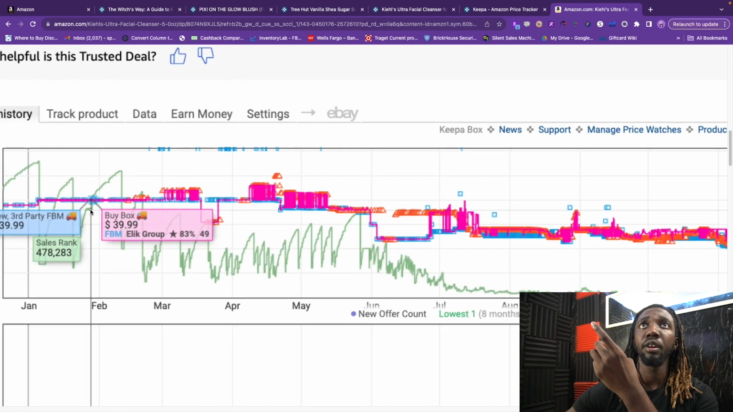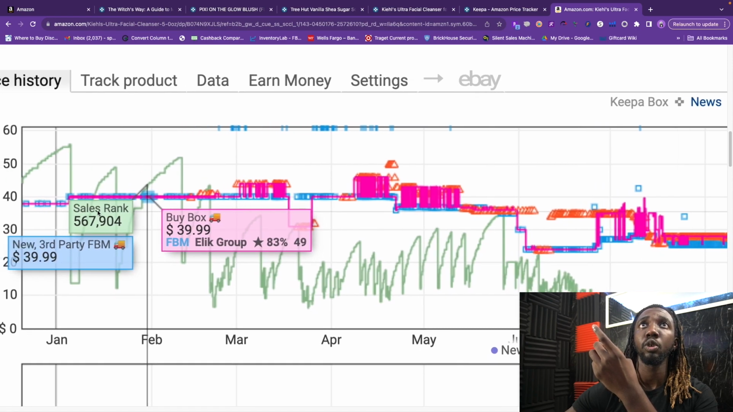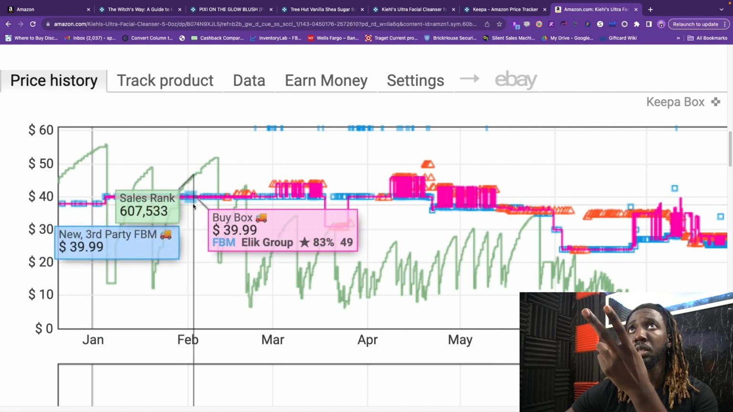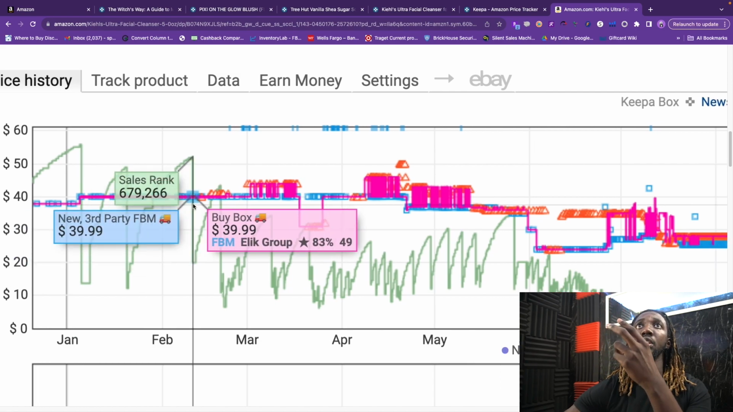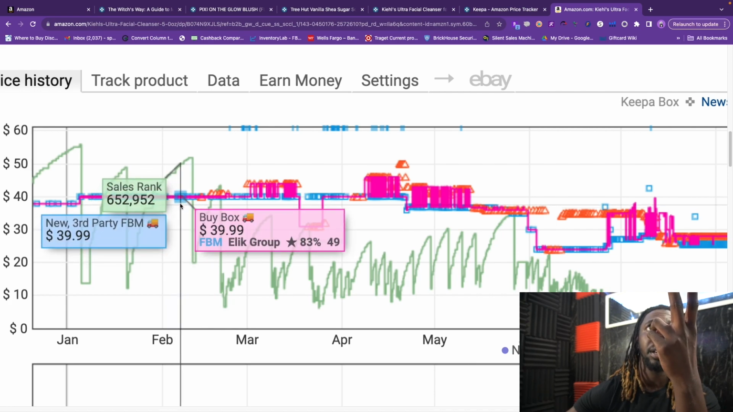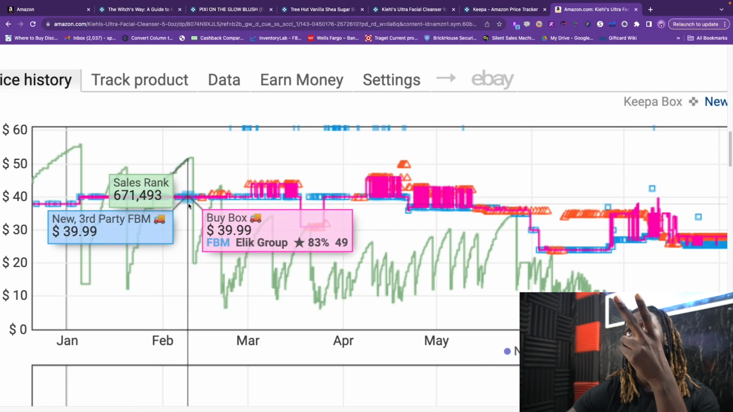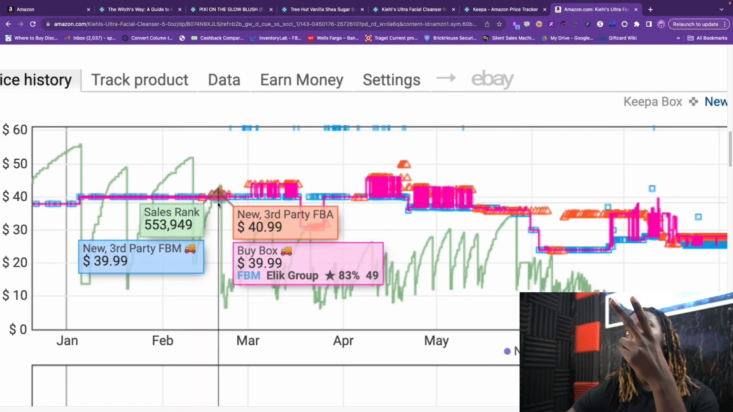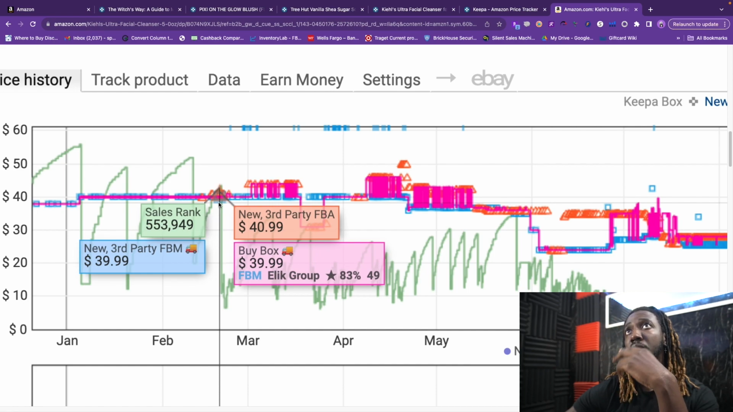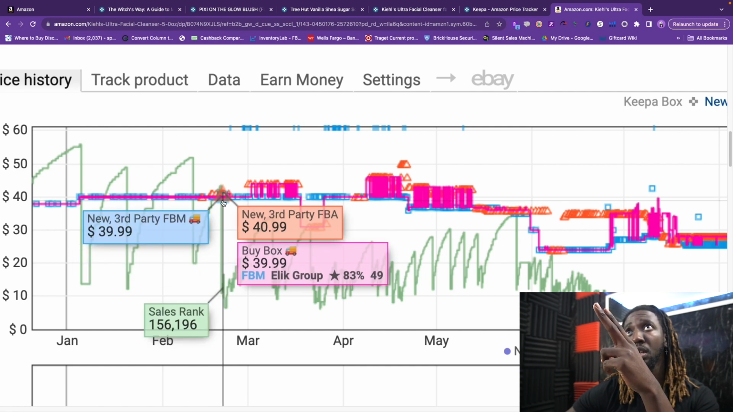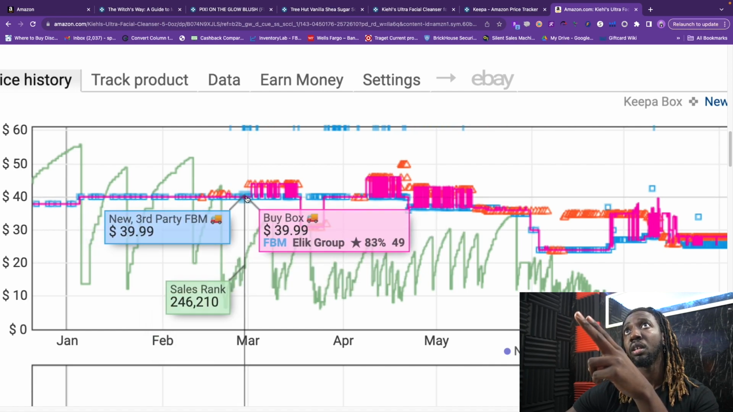Back here, it looks like it was only FBM sellers on the listing around here. A $39 FBM seller was on the buy box. As you can see, you have new third-party FBM right there. It says 39 and buy box 39. So that means the FBM seller is on the buy box. And then as time goes on, FBA sellers jumped onto the listing around this point in time, and you can see the buy box still retained by FBM as FBA sellers jumped on. FBM sellers are still retaining the buy box.